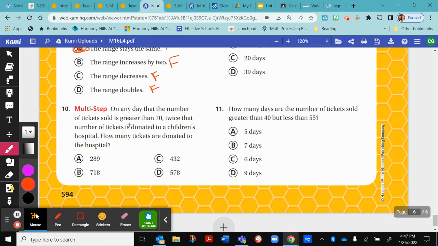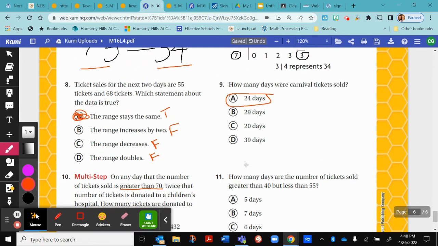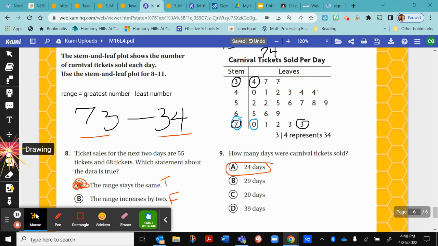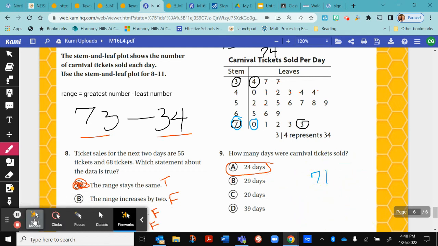Number 10, on any day that the number of tickets sold is greater than 70, twice that number of tickets is donated to a children's hospital. So how many tickets were donated to the hospital? So first of all, let me change the color. I'm going to stem 7, and leaf 0. So there's 70. Now, what are the numbers that are greater than 70? That's right, you have 71. Let me come over here.